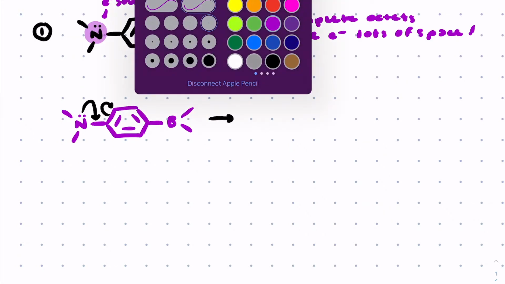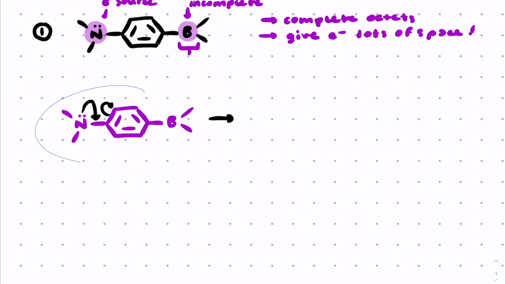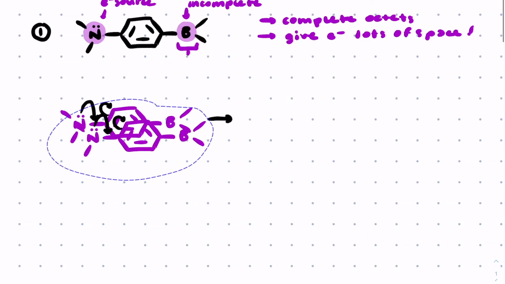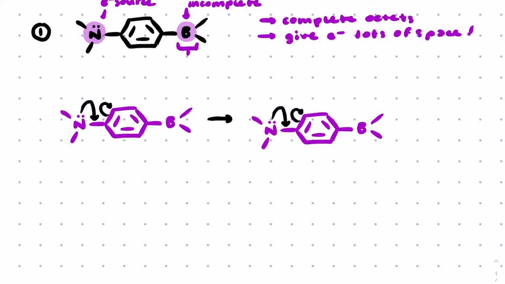So let's draw that structure. This next structure looks like this. We have a lone pair on this carbon, a double bond here, and a positive charge on that nitrogen because we've given it 4 bonds instead of 3.